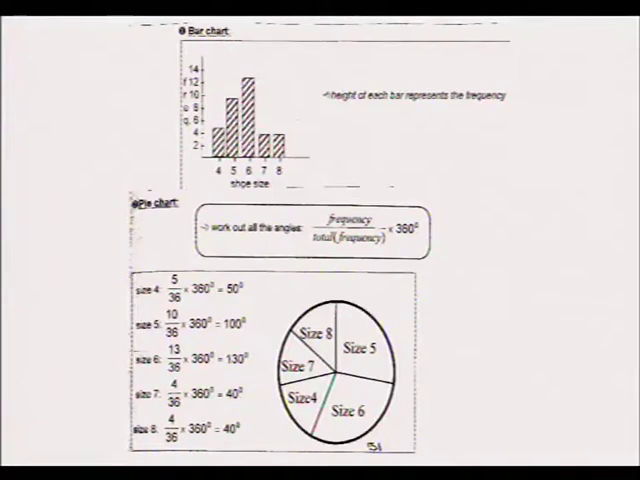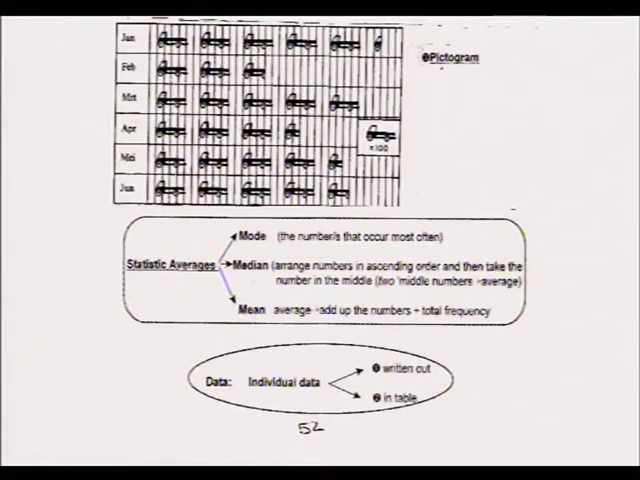The pie chart, we draw a circle and we work out of 360 degrees. In this case it was out of 36, so size 4 is 5/36 times 360. So then we can work it out like that, and then you work with your protractor and your pair of compasses. So always take that along to the exams. You will have to use it. There is a pictogram.